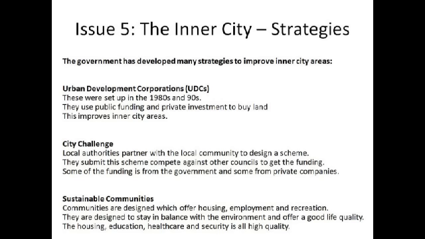And the final strategy is sustainable communities, which are communities that are designed to offer housing, employment and recreation and improve the quality of life in general, while staying balanced with the environment. So you keep all the eco-freaks happy and all the people that just want a better life. And housing, education, healthcare and security is generally high quality in these areas. It's a happy place for everyone.